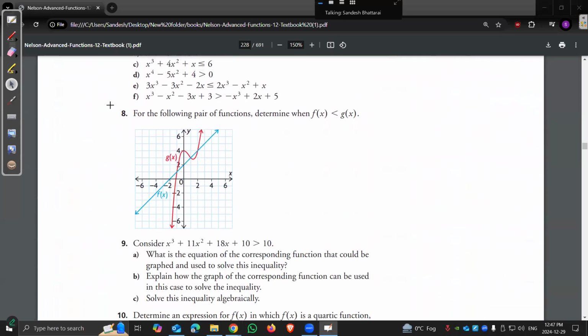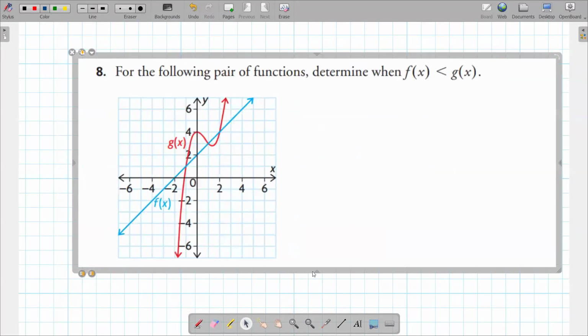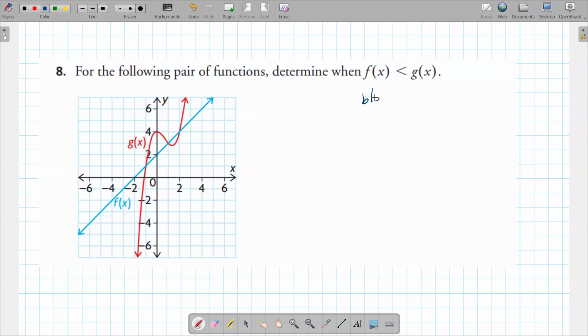Okay, what about this one? F is the blue, and the question's asking us, when is the blue graph less than red? That means when is it underneath the red curve? For which x values is the blue curve under the red curve? So what's the answer to this? For which range of x values?